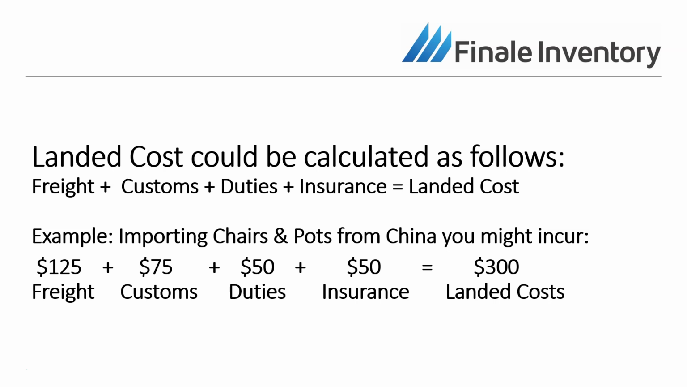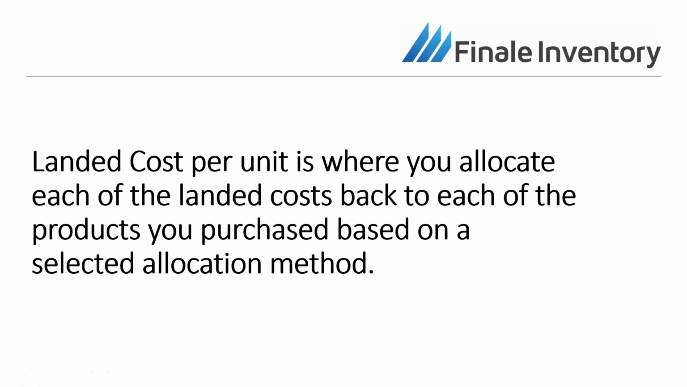So if we had an example of importing chairs and pots, then you might pay $125 in freight and $75 in customs and $50 in duties and $50 in insurance as an example. Well, that would be $300 of landed cost in total. So what do you do with that? Well, the next thing would be to figure out your landed cost per unit.